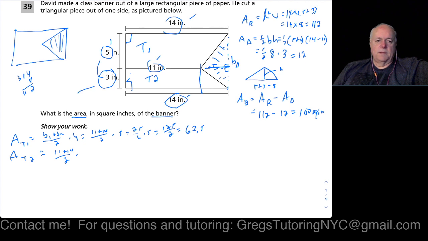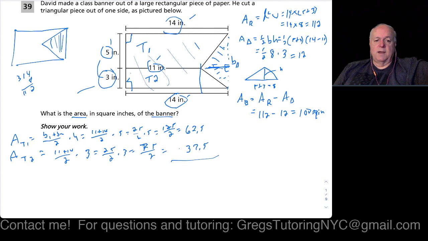So times 3. So we're going to get 25 over 2 times 3. That's equal to 75 over 2. And that is equal to 37.5. Okay? Now that we have the area of both trapezoids, which will be the whole area, that's the whole area we're looking for, all we need to do is add them up.